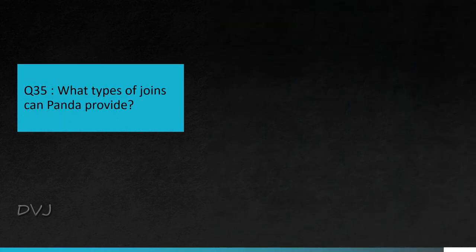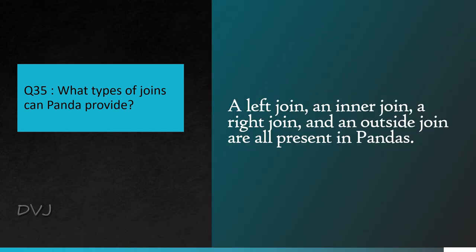Question number 35. What types of joins can pandas provide? A left join, an inner join, a right join, and an outer join are all present in pandas.